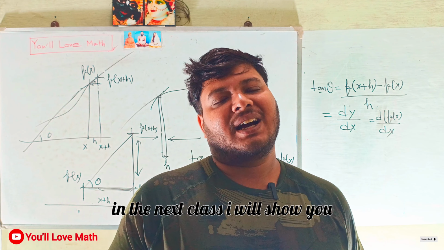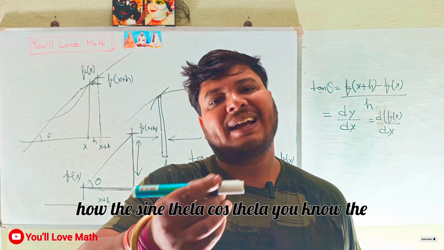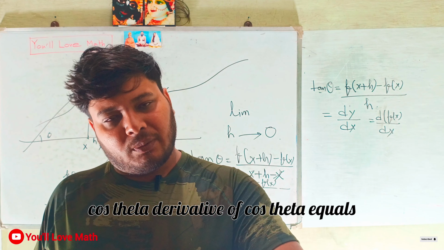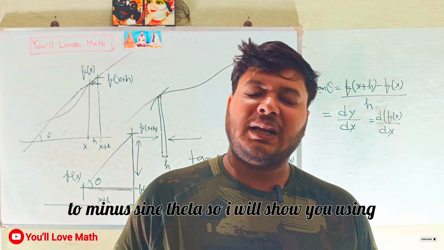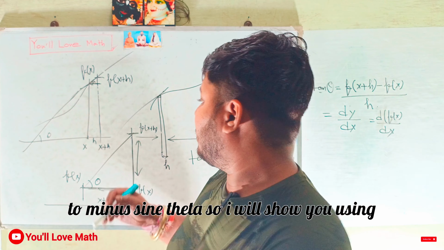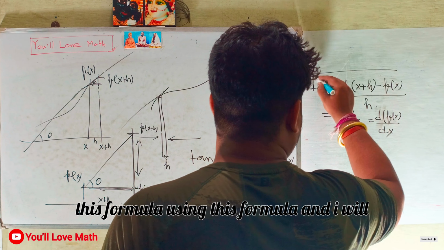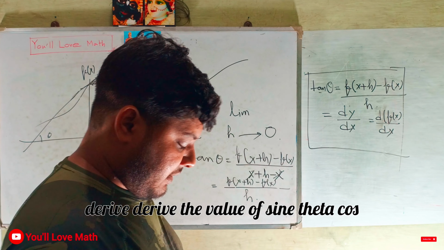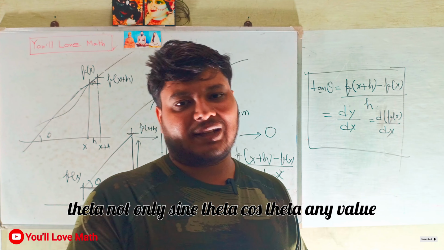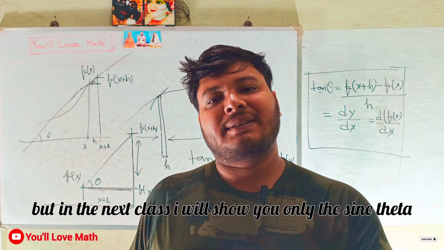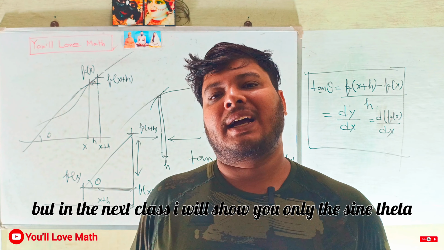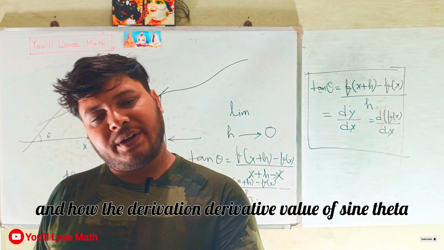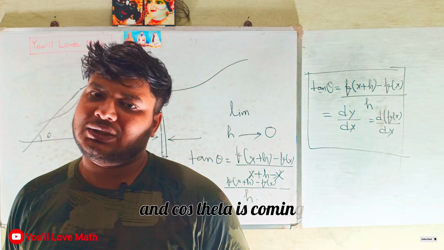In the next class, I will show you the derivative of sine theta is cos theta, and the derivative of cos theta equals minus sine theta. Using this formula, I will derive the value for sine theta and cos theta, and not only those, any function. But in the next class, I will show you only sine theta and cos theta as derivatives, and how their derivative values come out.